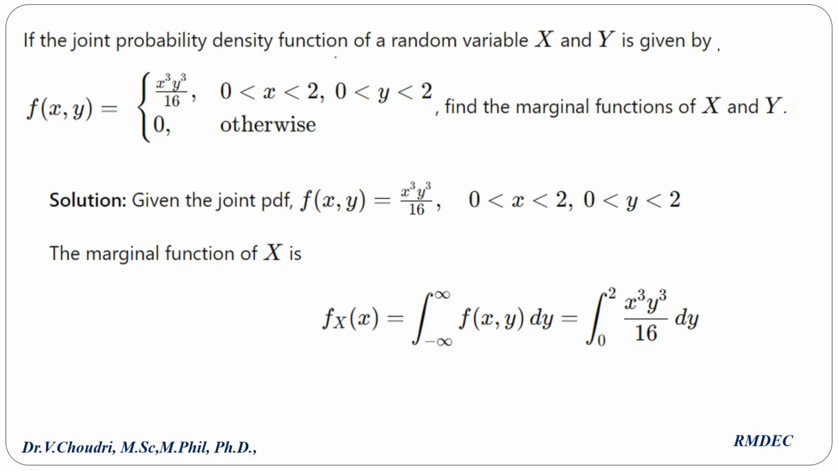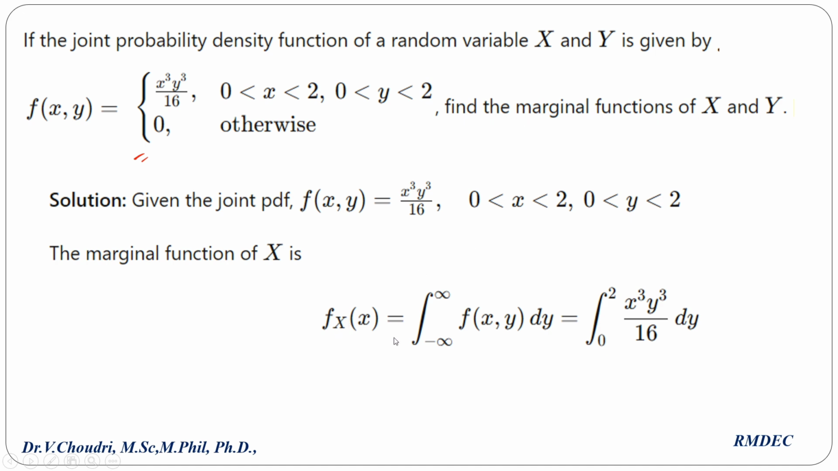Okay, let us see one example. If the joint probability density function of random variables x and y is given by f of x comma y equal to x cube y cube divided by 16, with x limit 0 to 2, y limit 0 to 2, 0 otherwise. Find the marginal functions of x and y. Now write the function as it is. The given joint PDF f of x comma y equal to x cube y cube divided by 16. Write the limits also. Okay, first let us see what is the question: find the marginal functions of x and y.